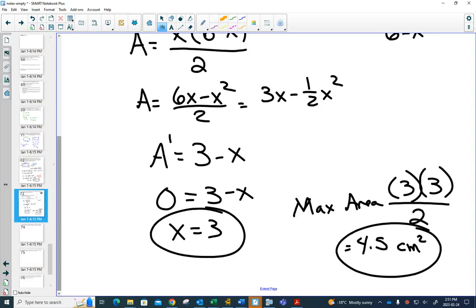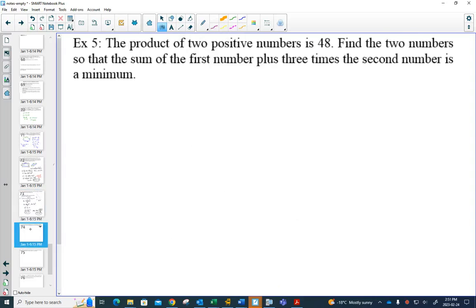So our job is to see if we can write the equation based on the information given. And you did these equations back in grade 11, so that part of it is a review. Product of two positive numbers is 48. Find the two numbers so that the sum of the first number plus 3 times the second number is a minimum.